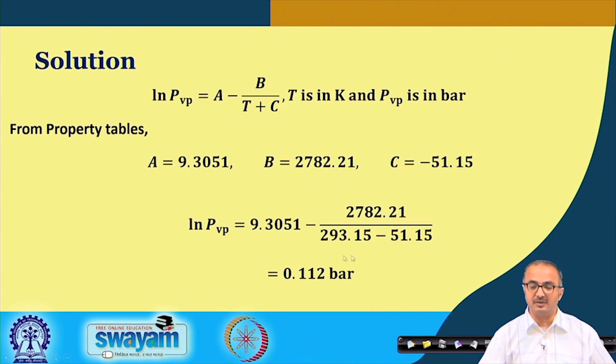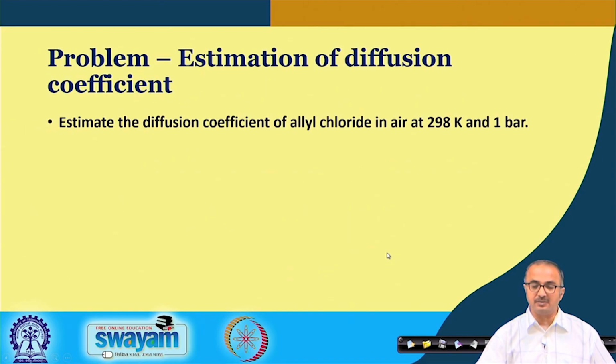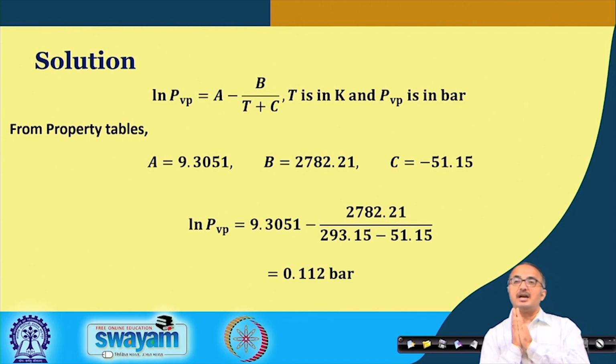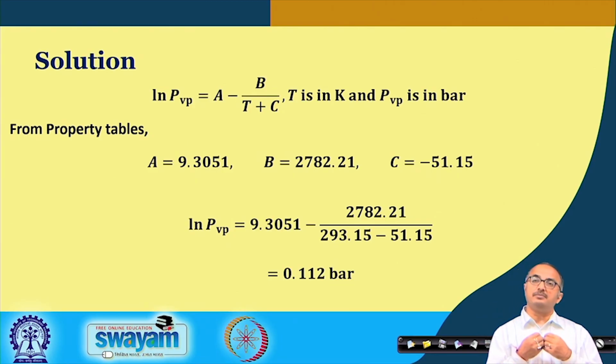Now, we just plug in the values with the temperature here, and we find this is the logarithm of the vapor pressure. To find the vapor pressure we have to take the exponential, and we arrive at this particular value, that is 0.112 bar. What does 0.112 bar signify to us? You know that atmospheric pressure is 1 bar, and this is 0.112 bar. It is much less than atmospheric. That means it is not a very highly volatile liquid. The higher the vapor pressure, the more volatile the liquid.